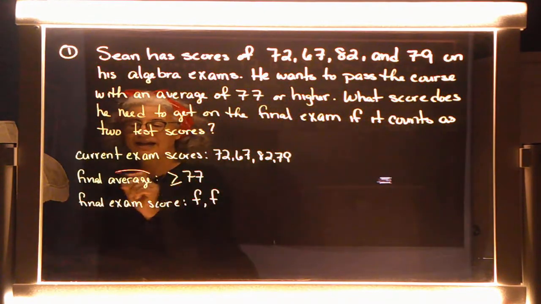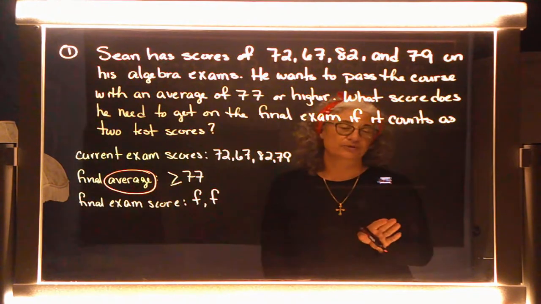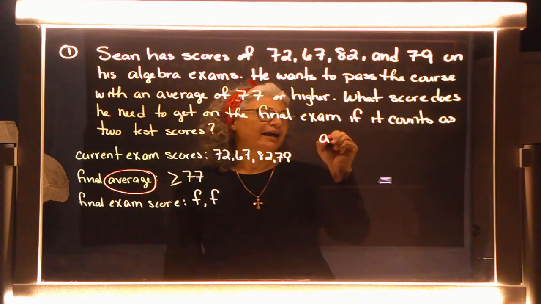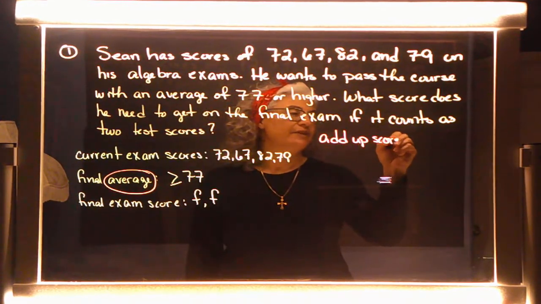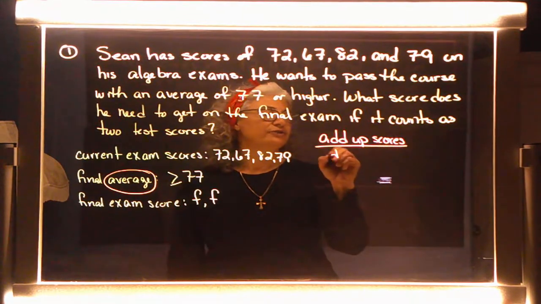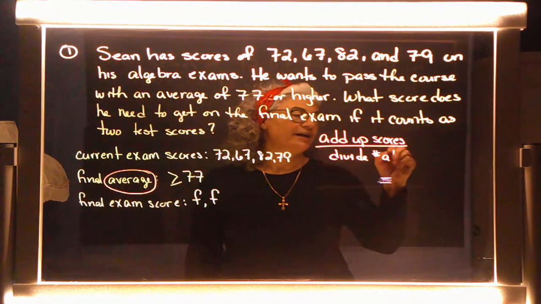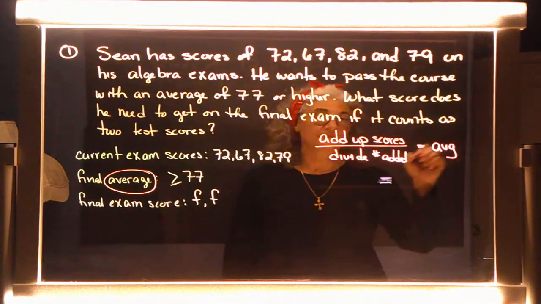Some of you may see it: average. How do you average any numbers? Good. To average, you add them all up. You add up the scores, and then what do you do? Good, you divide by the number that you added. And that equals the average score.